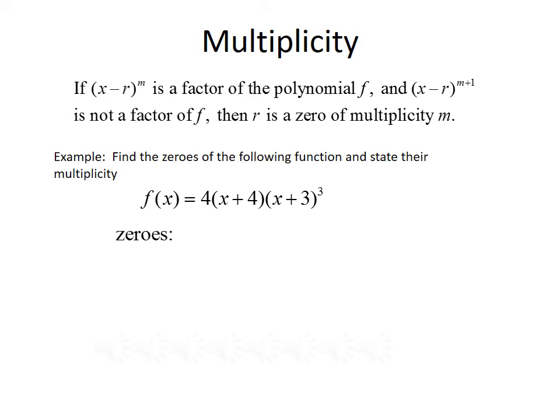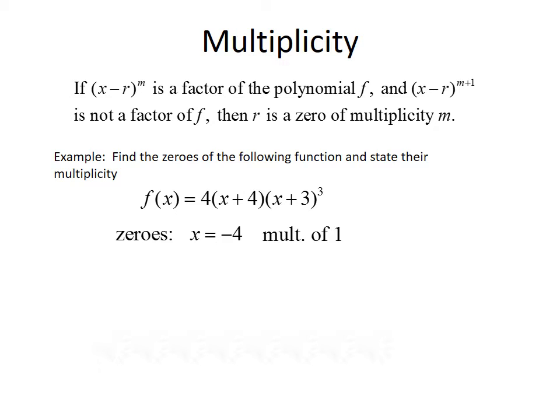So let's identify the zeros. The first part of our function is the number 4. Well, 4 is never equal to 0, so we can ignore that. So we look at the next part of it, the factor x plus 4. X plus 4 will equal 0 when x equals negative 4. So we have a 0 at x equals negative 4. Again, the multiplicity of the 0 is going to be the power of that factor. So since x plus 4 has a power of 1, the multiplicity of the 0 negative 4 is just going to be 1.